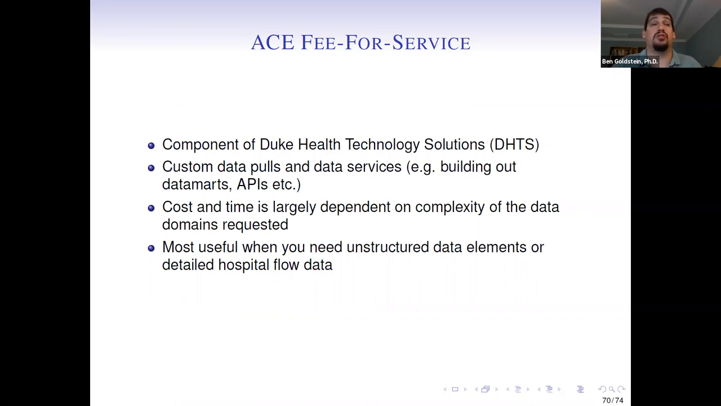The first two options are ostensibly free services. The data are there for users to access. This does require paying someone to do the work for you, and cost and time is largely dependent on the complexity of the data domains requested. This is most useful when you need unstructured data elements or detailed hospital flow data.